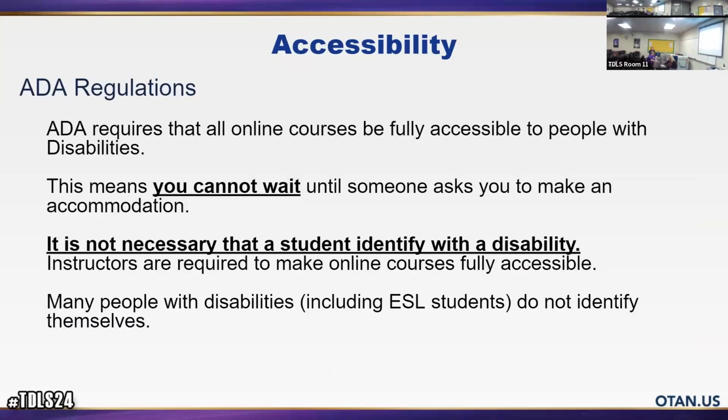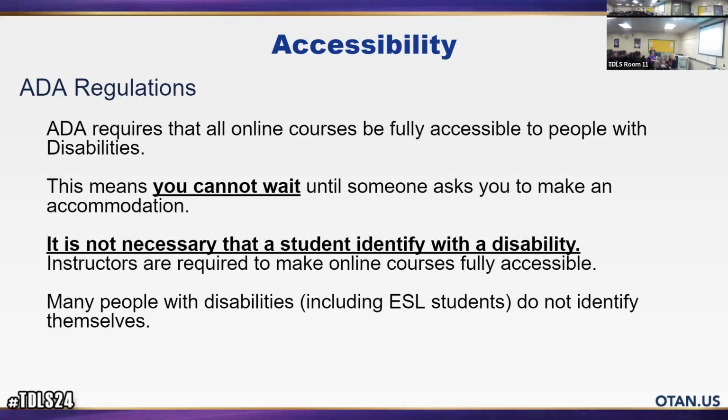And not everybody with a disability discloses that they have a disability, especially in adult ed. I don't have the statistics here with me, but more students with disabilities do not register with their local disability office or their school disability office. More students than not do not disclose a disability, so you don't know whether they have one or not. And for that reason, we need to make sure that our Canvas courses are fully accessible to everybody. You can't wait until someone asks you to change things so that they can access them.